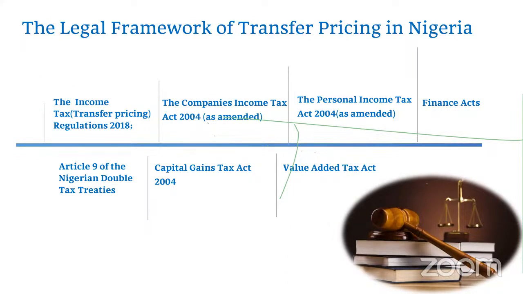The legal framework is the Income Tax Transfer Pricing Regulations of 2018. In fact, the initial one was in 2012 before this updated one came up in 2018. We have the Company Income Tax Act 2004 as amended. We have the Personal Income Tax Act 2004 as amended. Various Finance Acts that amend most of these other acts I've just mentioned. Article 9 of the Nigerian Double Tax Treaty, the Capital Gains Tax Act of 2004, as well as the Value Added Tax.